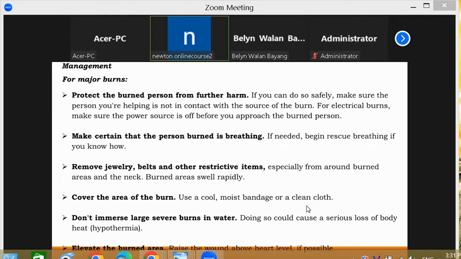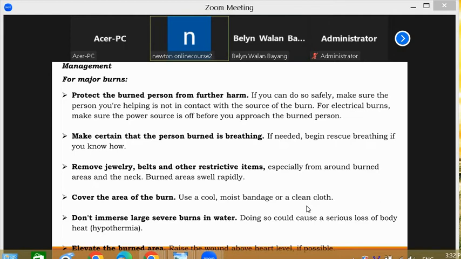So first, your aim is to make sure the person is comfortable, and also do not put the patient in further harm. Okay, if you can do it safely, make sure the person you are helping is not in contact with the source of the burn. For an electrical appliance, make sure the power source is off before you approach the burned person.